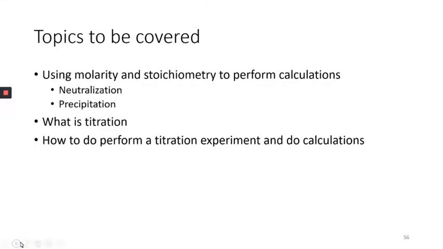So the topics that we're going to cover in this video are how to use molarity and stoichiometry to perform calculations, in particular neutralization calculations and precipitation calculations. What is a technique called titration? How do you perform titration and use the data you collected to do calculations?